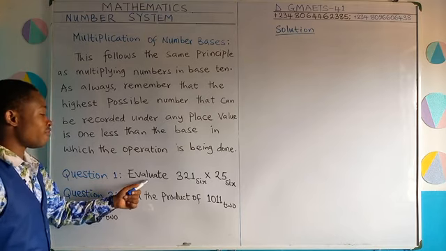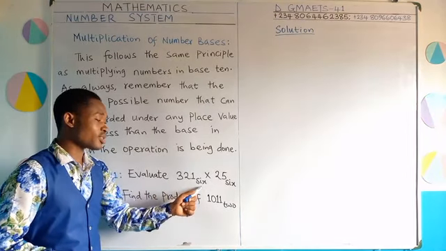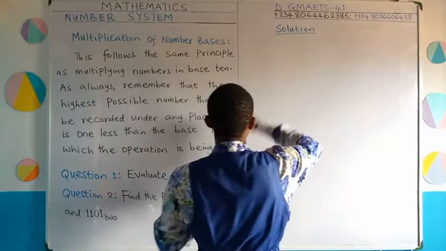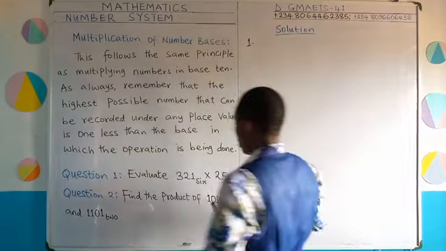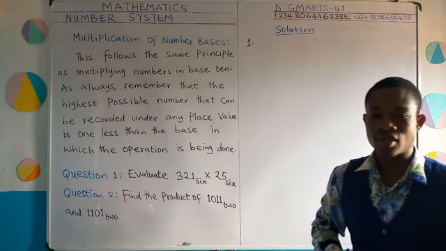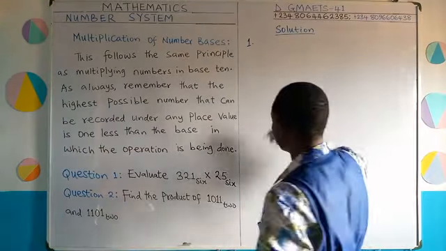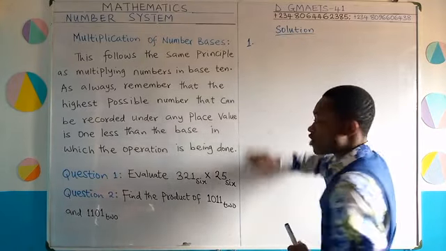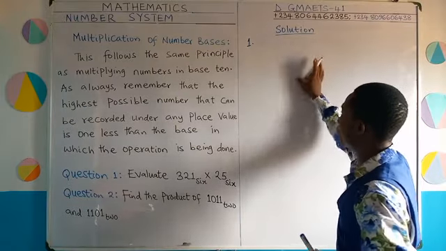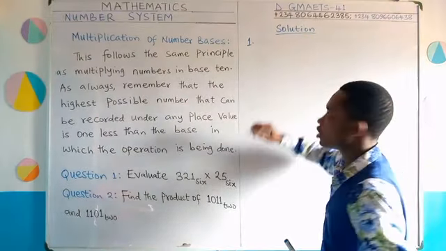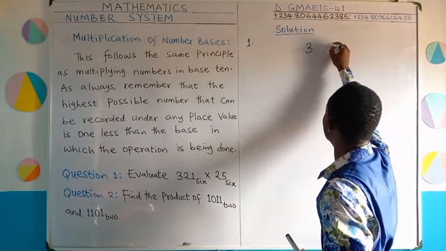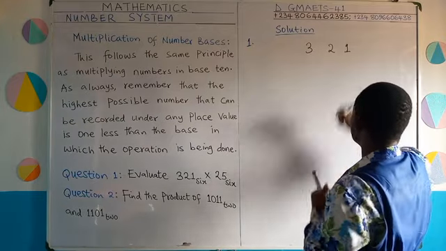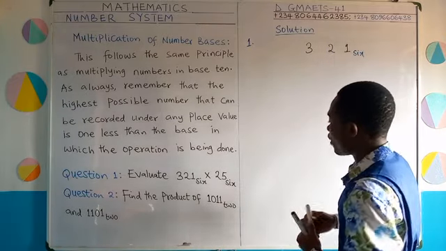Question number 1: we have to evaluate 321 base 6 times 25 base 6. So I'm going to write 3, 2, 1 base 6, multiplying by 25 base 6. If you're working with multiplication, it's always advisable to bring your hand towards the middle of your book.